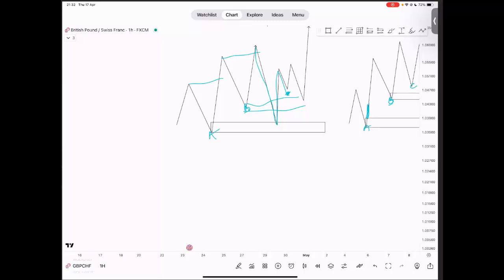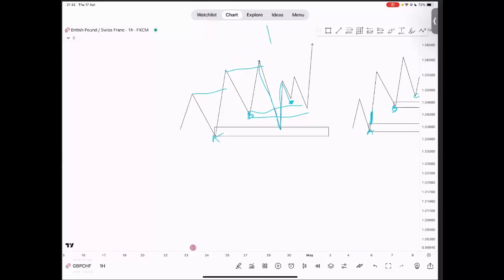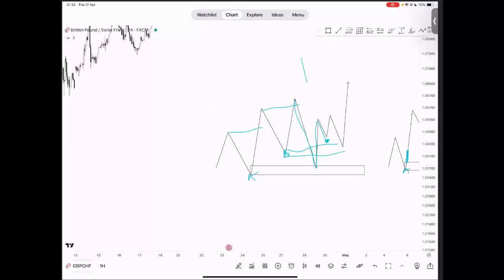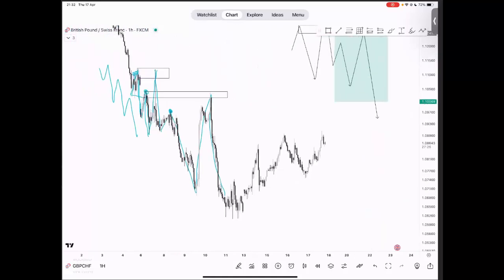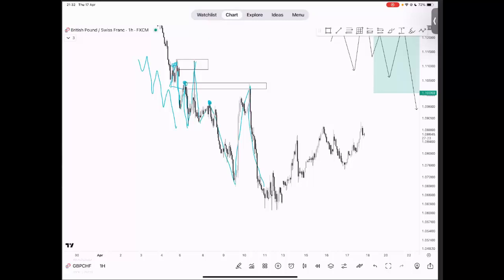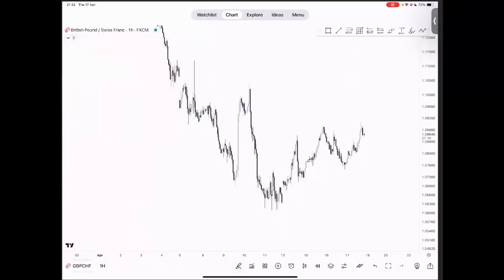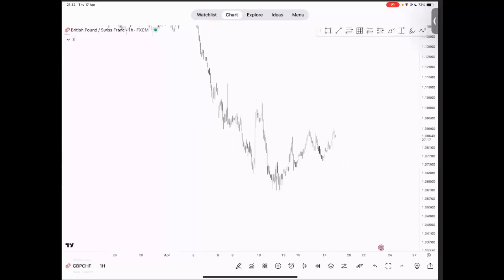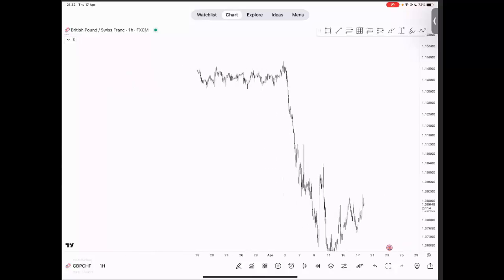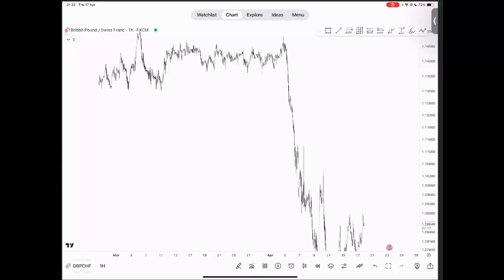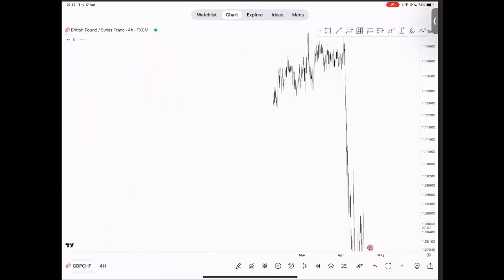And then one of the most important things I wanted to talk about again is this. Whenever you're done mapping your setup, I think a lot of you are having issues with the whole premium and discounting. Now, this is the 1 hour time frame for this particular chart, which is GBP CHF. If you go to the 4 hours time frame of this chart, this is the 4 hours time frame of this chart.